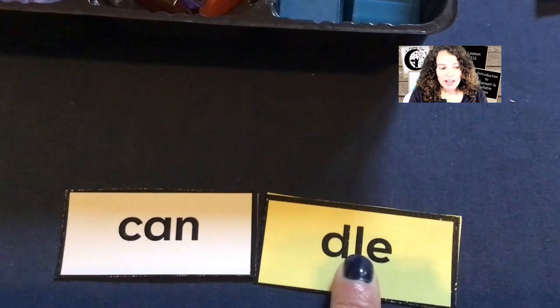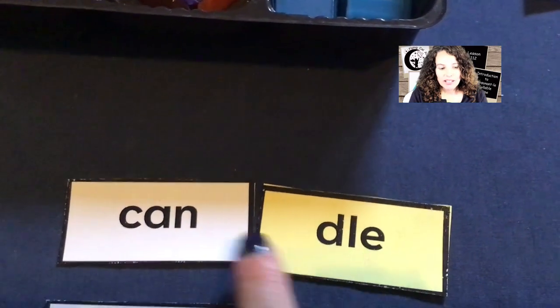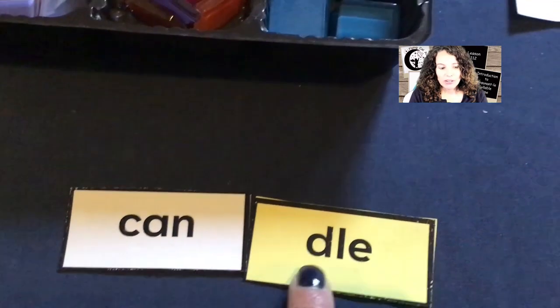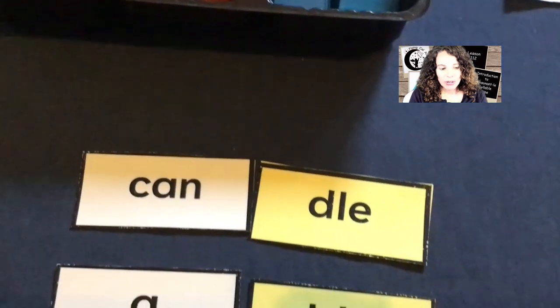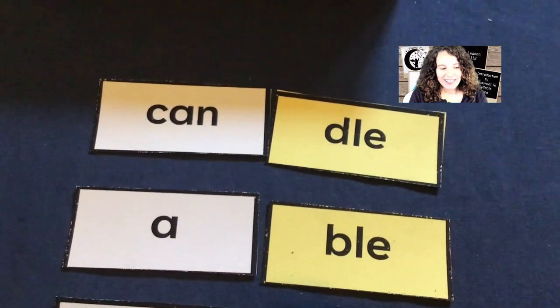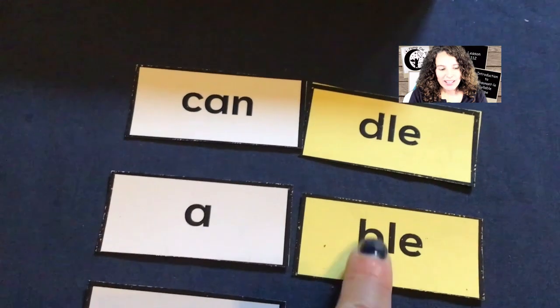So we'll read that word, tap and say C-A-N, and then read D-L-E, but just pronounce the D and the L and leave the E silent. What's that word? Candle. And then you can go to your second one.